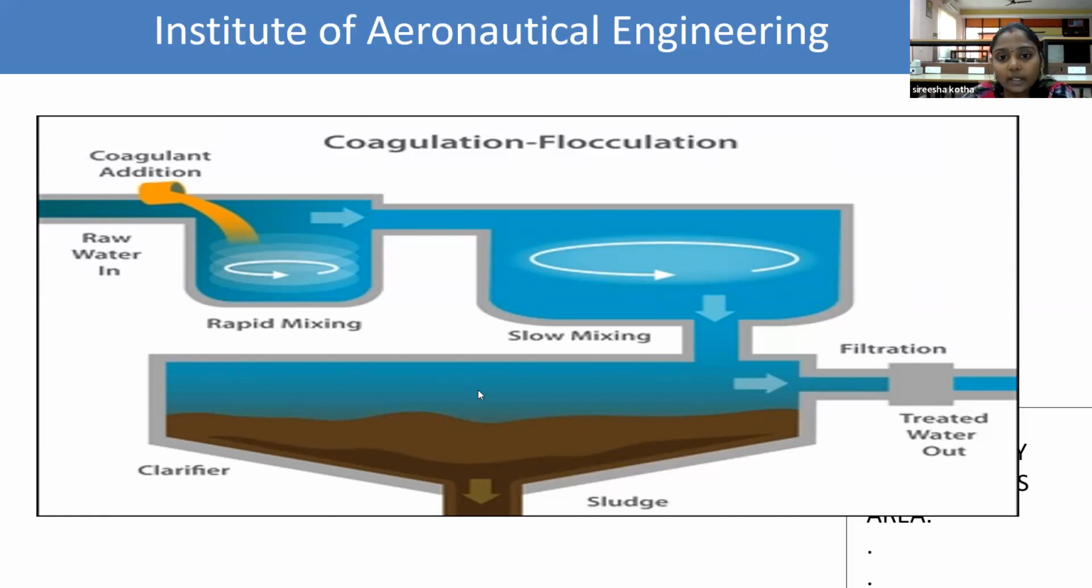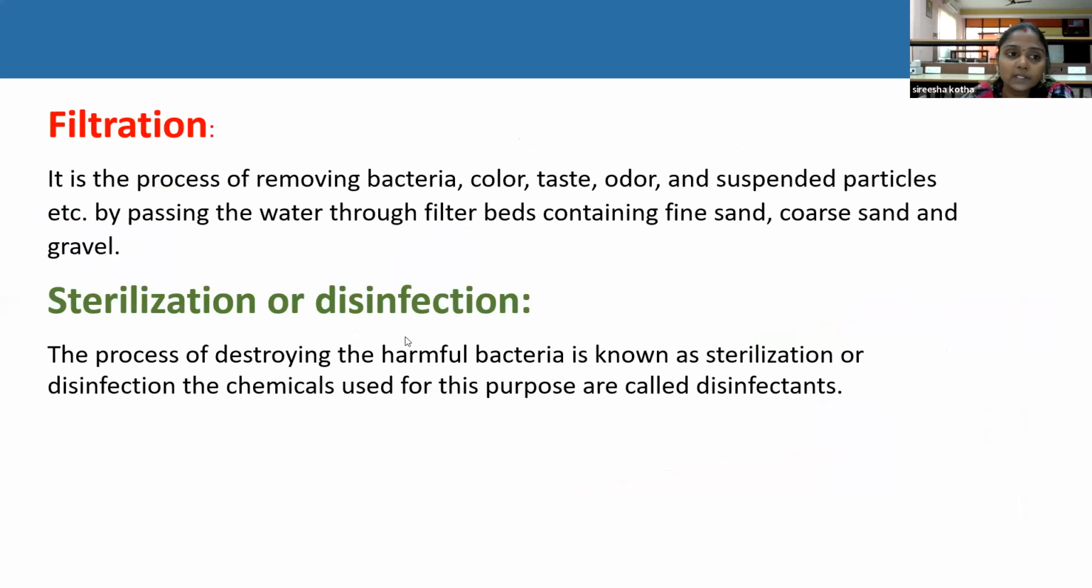After filtration, what do we get? Filtrate and residue. Residue means it is a solid, and filtrate means the filtered water. So this is the filtration, with treated water out. After coagulation and flocculation we get the filtrated water. So the next step is filtration only.